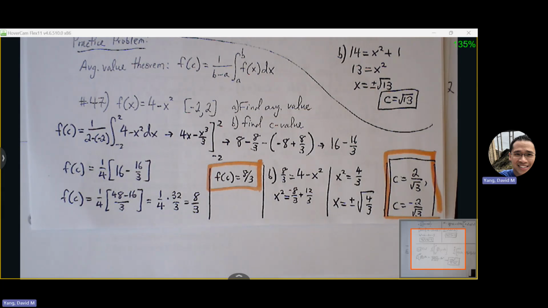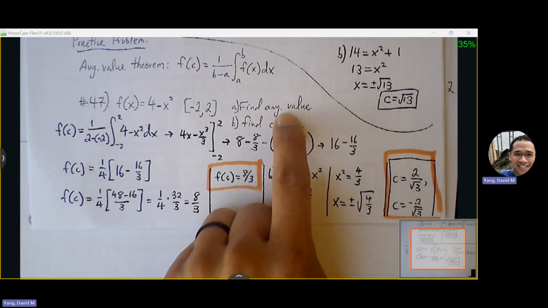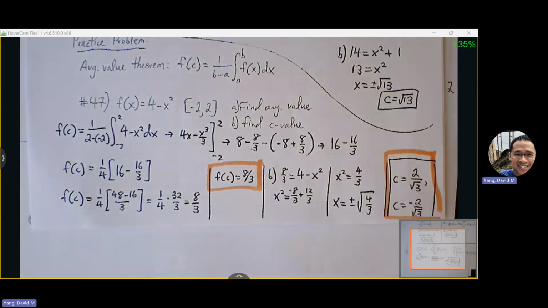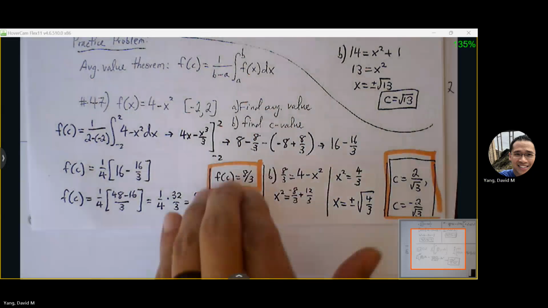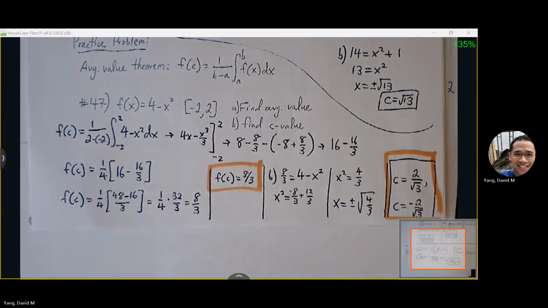So this is basically the reverse process of mean value theorem for derivatives, but this is for integrals. There is a slight distinction though. For derivatives, mean value theorem, the C value has to live between the interval. But for average value theorem, it's okay to have the C value sitting at the endpoint. I know that doesn't happen for this problem. Just want to point that distinction out.